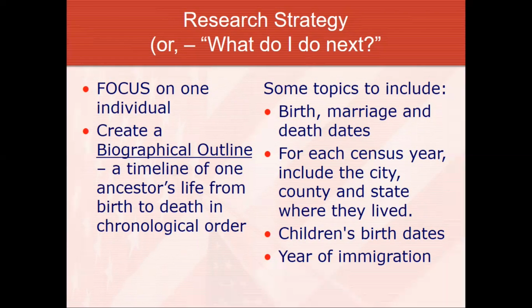Some topics to include, if you're just writing it by hand, would be the birth, marriage, and death dates of a person. For each census year, include the city, county, and state where they live, because records are kept usually at the county level, but sometimes at the state level. So you need to know where they're at certain points in their lives. You'd want to put their children's birth dates, year of immigration, if that's relevant, names of siblings, that type of thing.